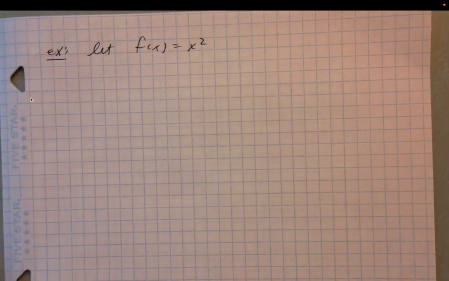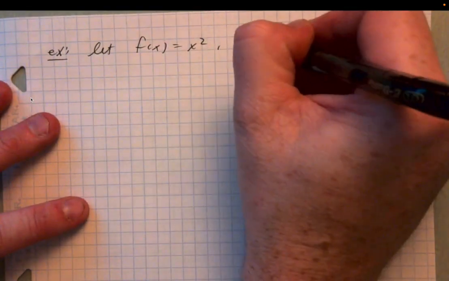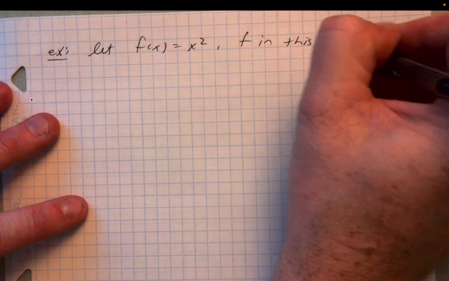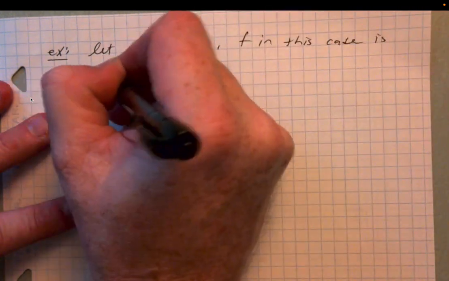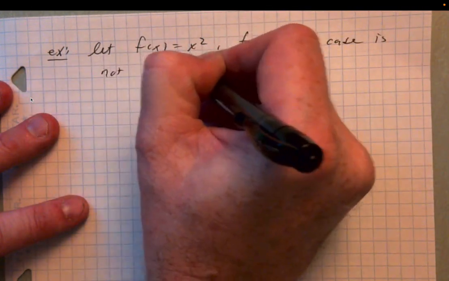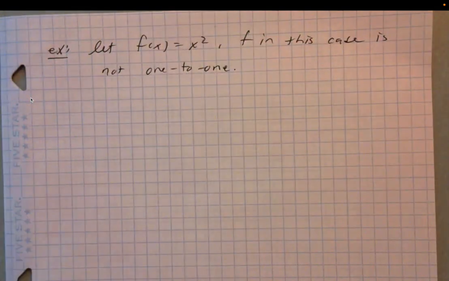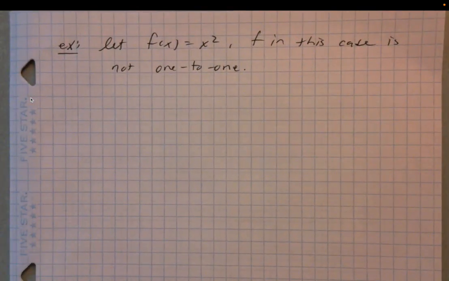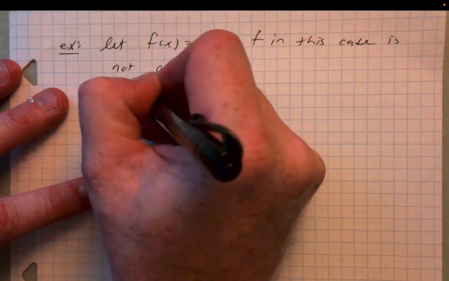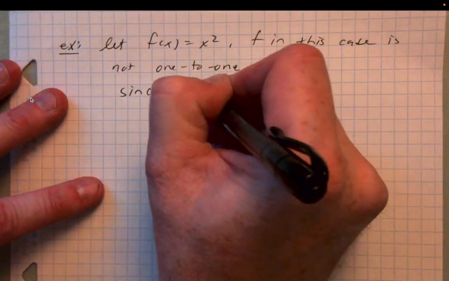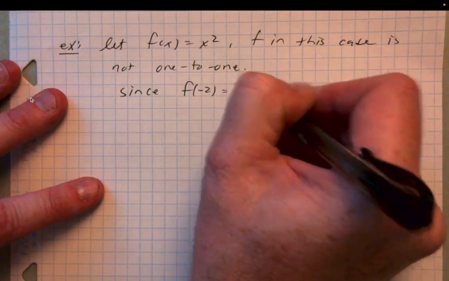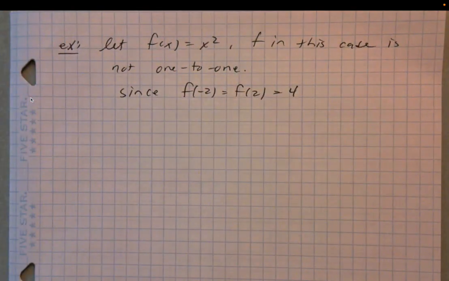Okay, so let's let f of x equal x squared in this example. Now, we know that f in this case is not 1 to 1. We could come up with lots of examples, but here's an example. Since we could say f of negative 2 equals f of 2, both of them equal to 4. So you got two values in the domain that map to the same value in the range. So not 1 to 1.